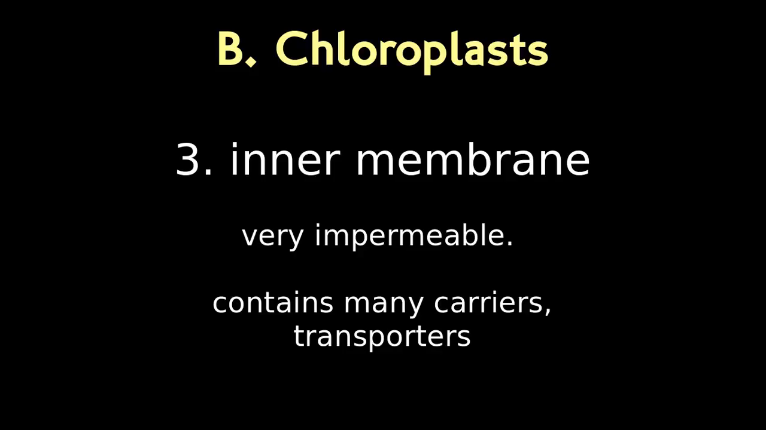And then inside that we have an inner membrane. Now this is one point at which we have a fairly significant difference between the mitochondria and chloroplasts. In the mitochondria, the inner membrane was very impermeable. In this case, it's also very impermeable.